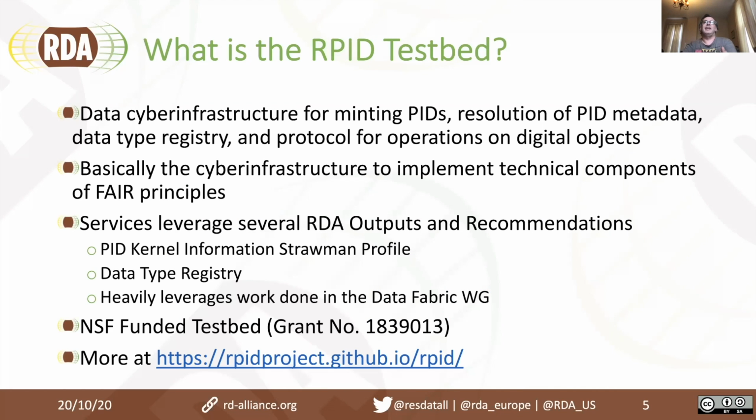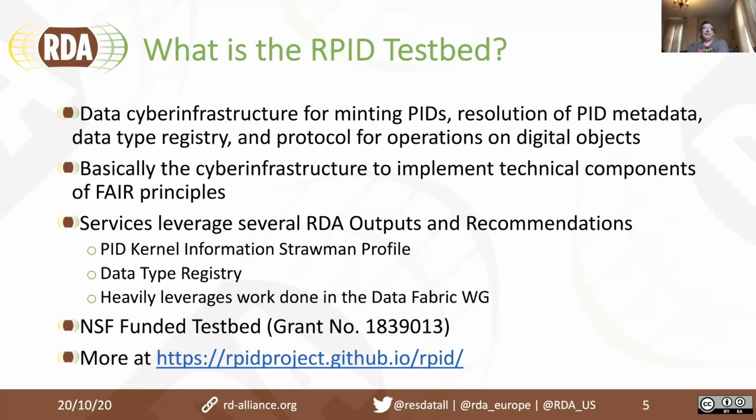So the RAPID Testbed is a data cyberinfrastructure. It's something I've been funded by the NSF to work on. It is entering year 3 right now, but basically it has the cyberinfrastructure for minting PIDs, resolving them to get metadata, a data type registry, so you know the meaning of that data and what type it's actually in, and then a protocol. In this case, it's called the Digital Object Interface Protocol that allows operations on digital objects. It's not the only cyberinfrastructure that does it, but it can implement those technical components of the FAIR principles that we looked at a few slides ago.